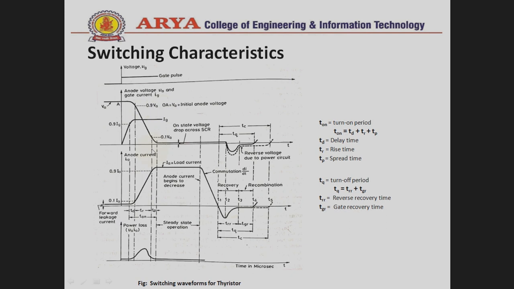where the current reaches its peak value, so the voltage drops to zero and the current rises from 0.9 to the full anode current. Finally, after the peak time, the SCR comes into the completely on state, and that time is known as the conduction time period. So when we apply the gate pulse on the SCR, only then will the SCR come into the on state. Otherwise, if we do not apply the gate voltage, the SCR will not come into the on state.